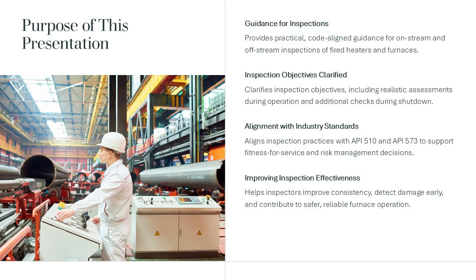This presentation aims to clarify the objectives of each inspection type, explain what can realistically be assessed while the unit is operating, and define the additional examinations that must be carried out during shutdown. Another key purpose is to align inspection practices with the intent of API 510 and API 573, ensuring that inspections support fitness for service decisions, remaining life assessments, and risk management.